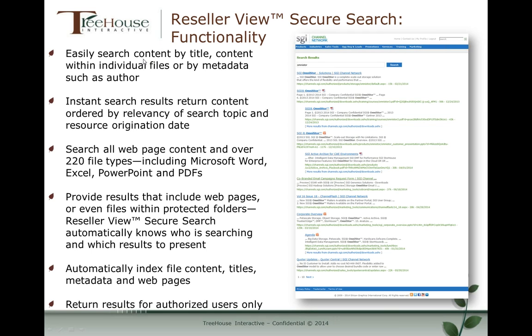So what does Reseller View Secure Search functionality do? First, it provides this little search box up here and down here. And it easily allows you to search by content title, content within individual files, or by metadata such as author. It instantly returns those results, and it sorts them by first relevancy, and second, it sorts by origination date, and the dates are clearly visible on each piece of content, so I can see, as a partner, how old a particular document might be.